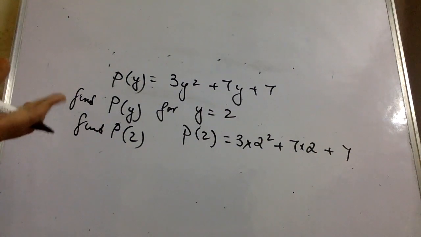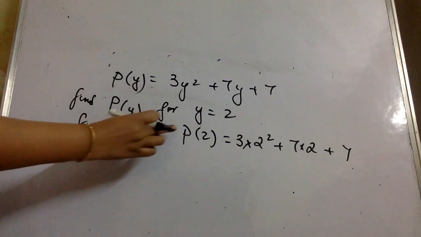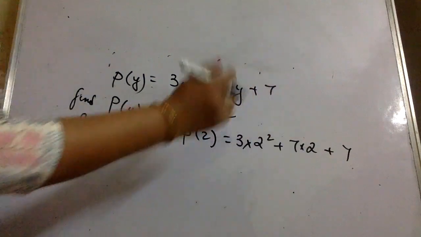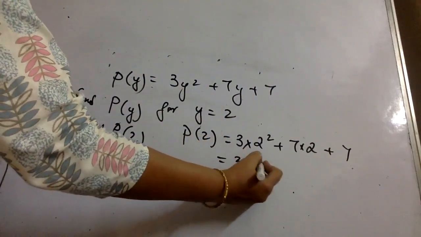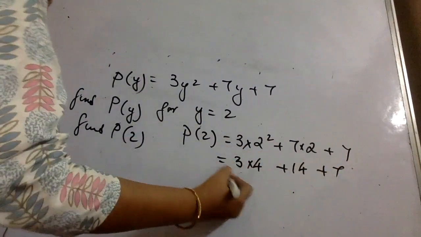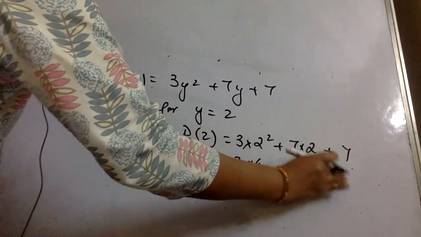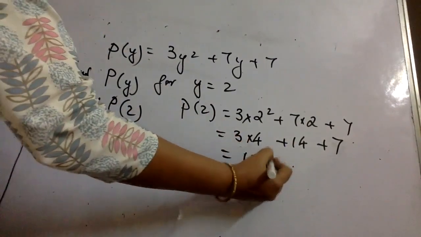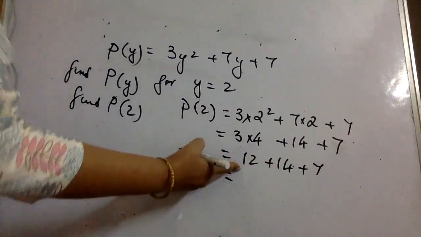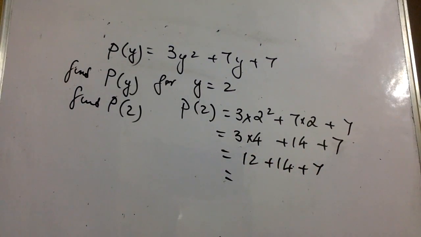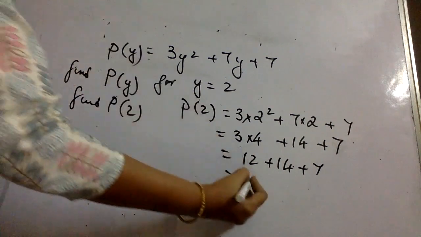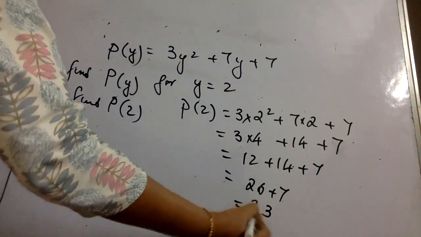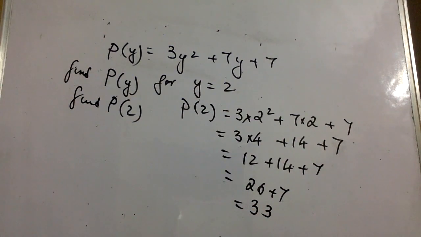What have I done? Everywhere, wherever there was a y, I have substituted a 2. So here you can see, in place of y, 2 square, and in place of y, 2. That is 3 into 4 plus 14 plus 7. Then it becomes 12 plus 14 plus 7. That is 26 plus 7, which is 33.